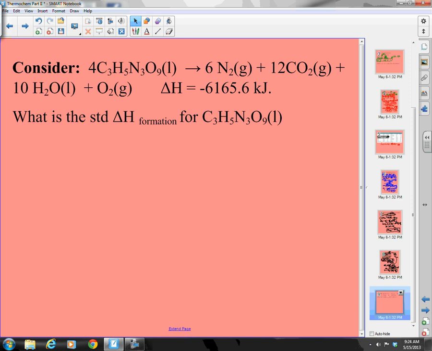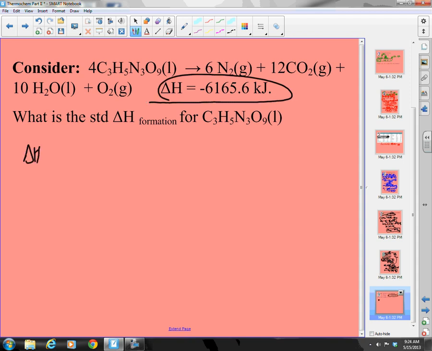This one looks scary. It has a lot of stuff here. So here's my delta H reaction, and let's assume this is at standard conditions, since they don't say anything. So at standard conditions it is equal to, let's write my equation.